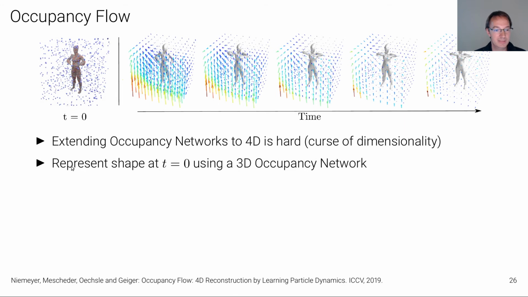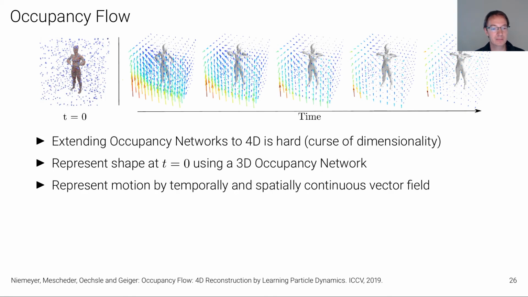What we do instead is to represent the shape only at a single point in time using a 3D occupancy network that can recover fine geometric details, but then represent the motion by a temporally and spatially continuous vector field. And that's easier than representing the entire 4D geometry, because this motion field is much smoother compared to representing the geometry.